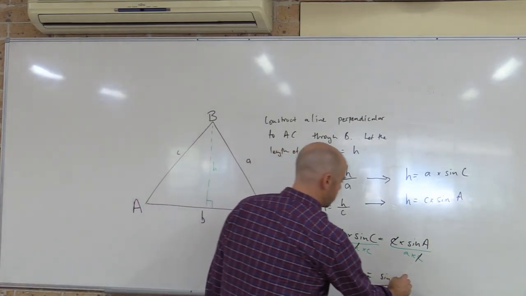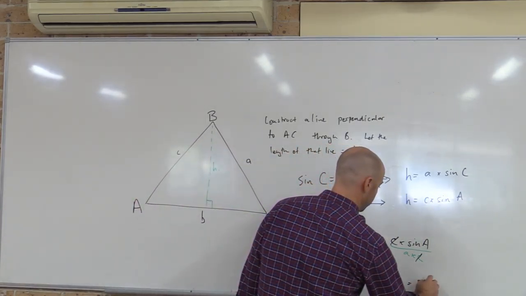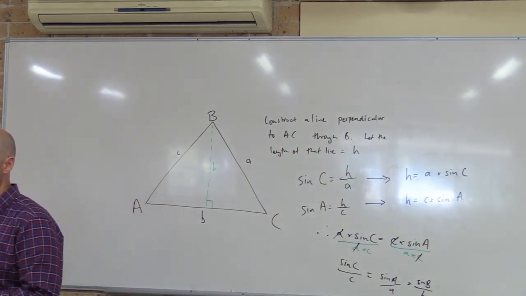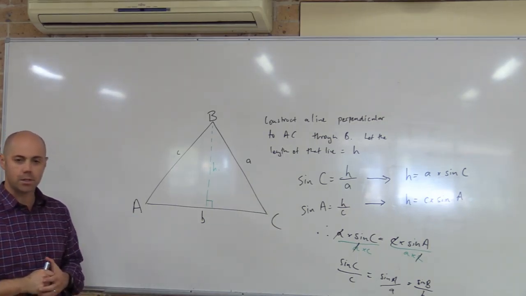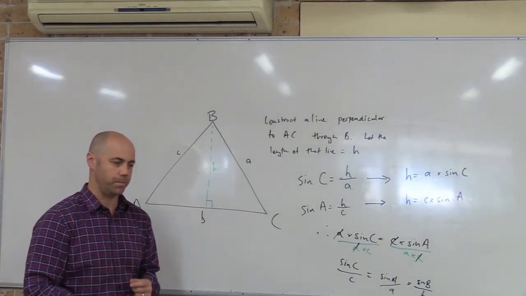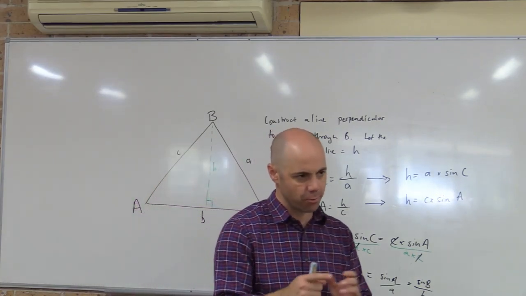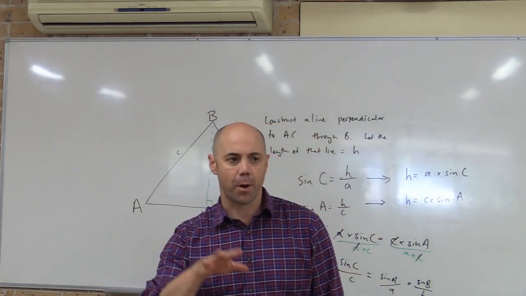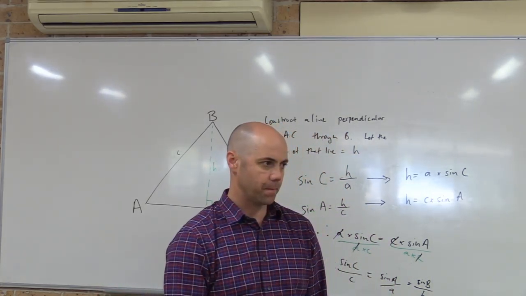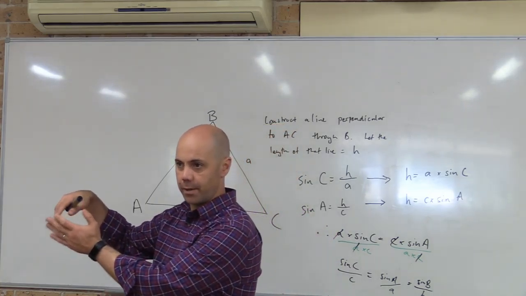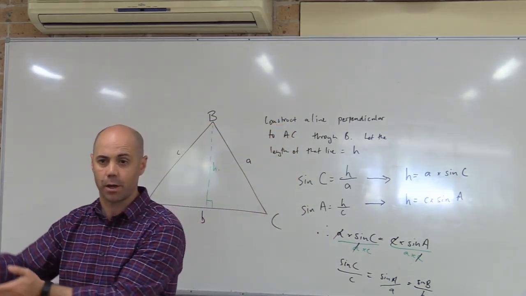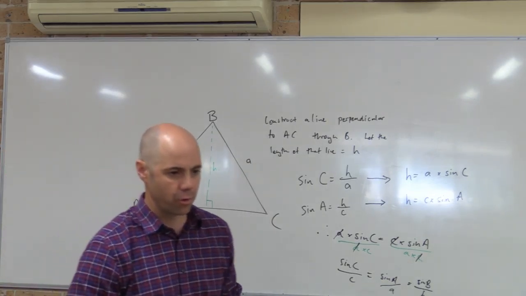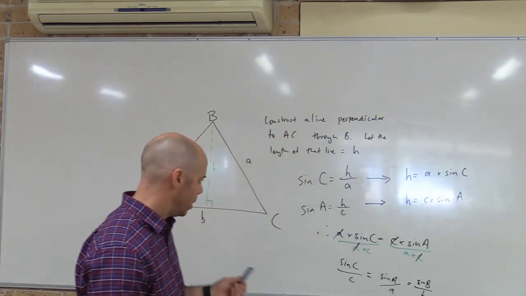So I can now just put one more on that and go like sine A over A equals sine B over B equals sine C over C. That is the sine rule. In any triangle, doesn't matter if it's right angle or not, sine of one angle divided by the opposite side is the same as sine of the next angle divided by the opposite side is the same as sine of the third angle divided by its opposite side. In any triangle. So, how can we use that?